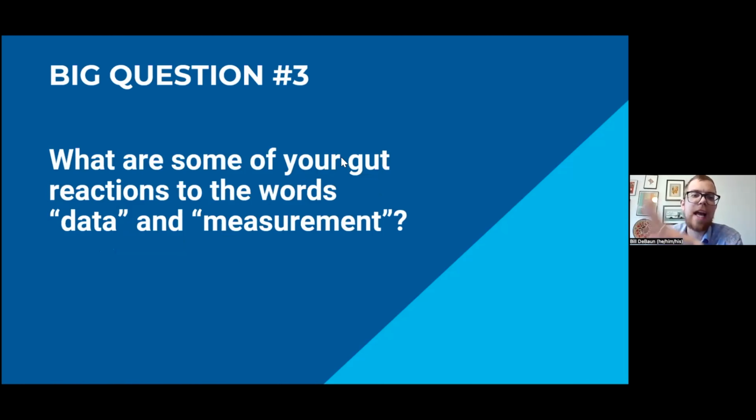What are some of your gut reactions to the words data and measurement? You see those words show up on the screen. What's your reaction? Are you recoiling? Are you nodding? Are you excited about doing some charts and graphs? What's the response to that?